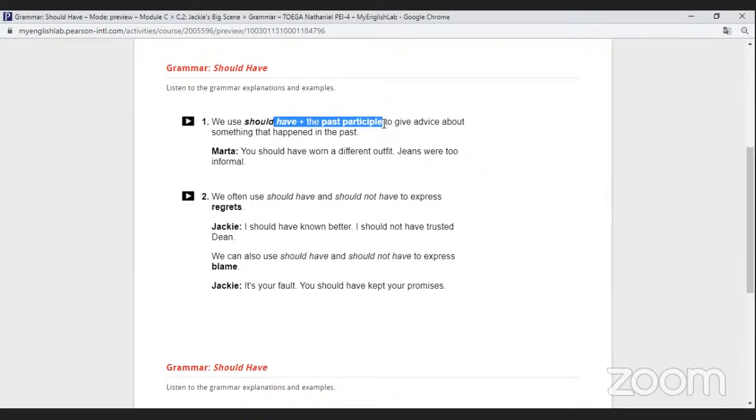You could have known his intentions first. Okay, very good. Now, another with would. Let me think of another verb.